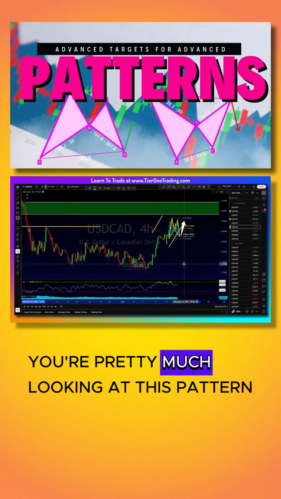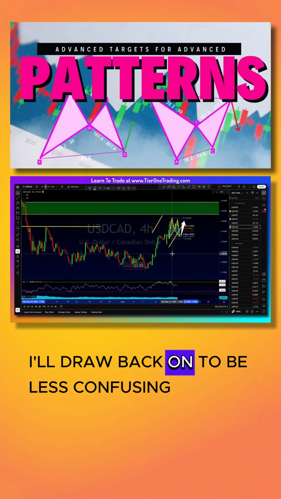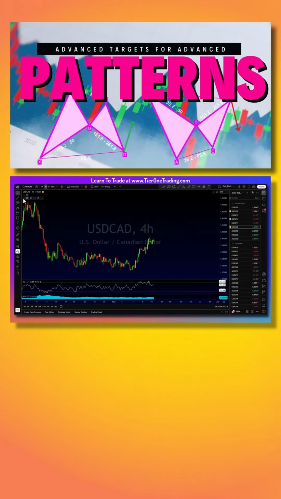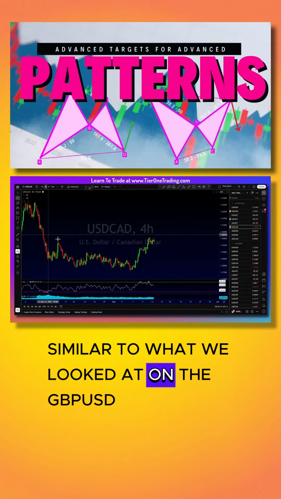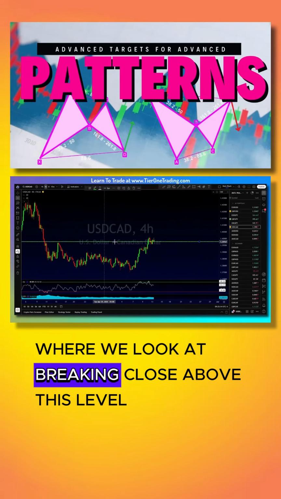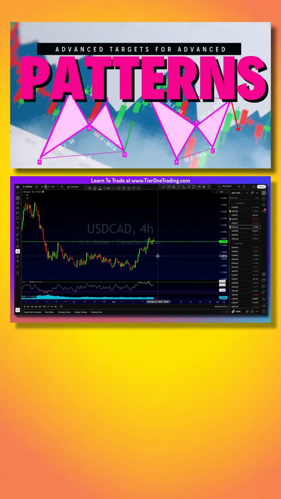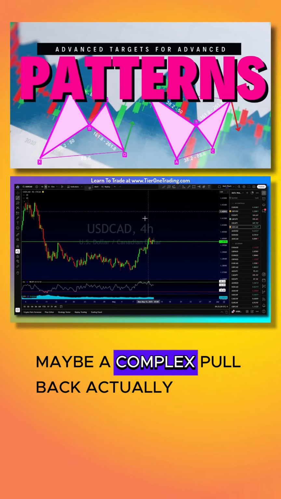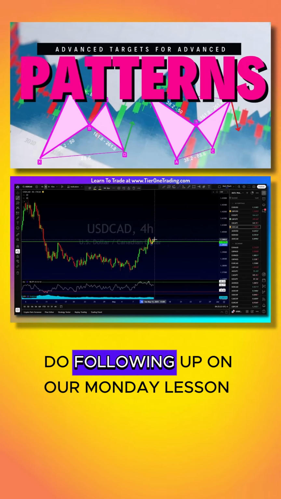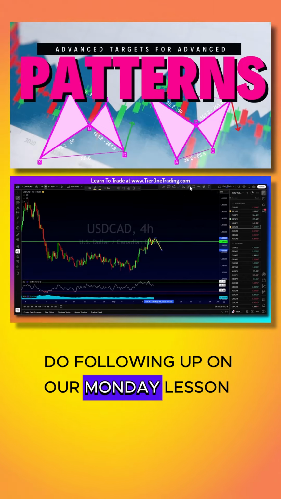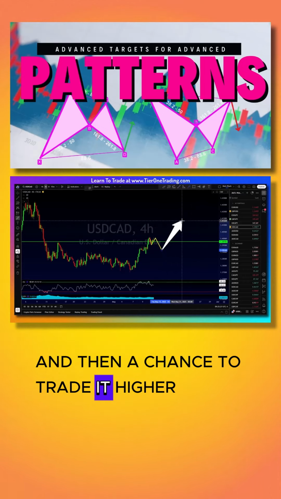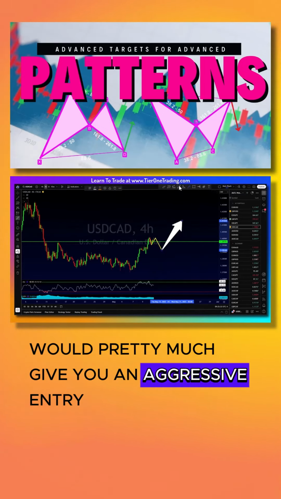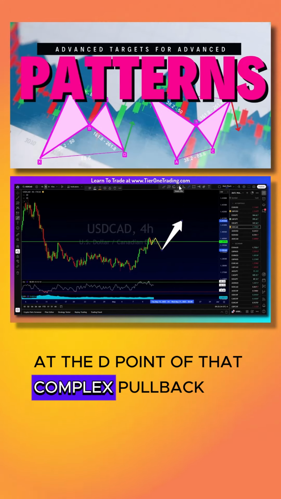So you're pretty much looking at this pattern. I'll draw it back on to be less confusing, as being something like this, right? Similar to what we looked at on the pound dollar, where we look at a break and close above this level. You're looking for a pullback, maybe a complex pullback actually, right? Following up on our Monday lesson, and then a chance to trade it higher. And the bat pattern would pretty much give you an aggressive entry at the D point of that complex pullback.